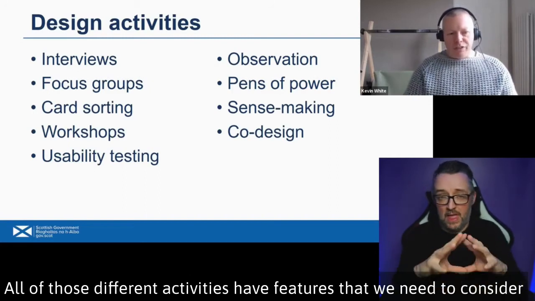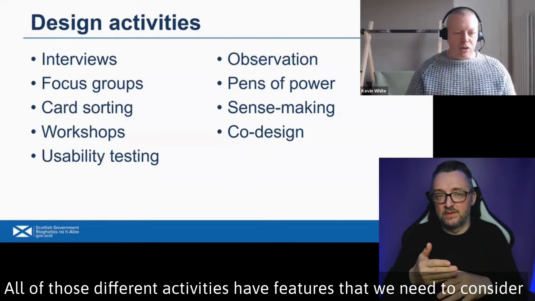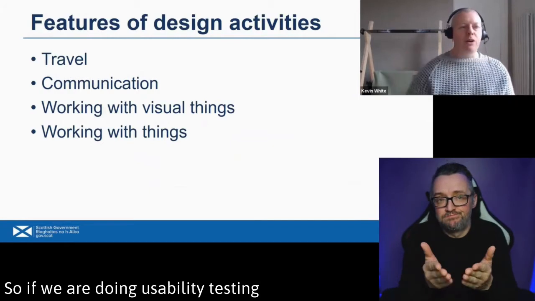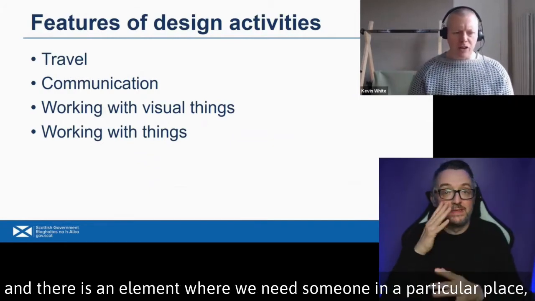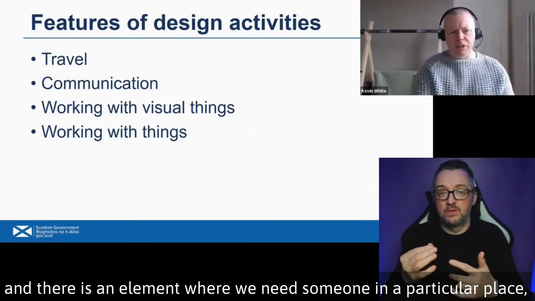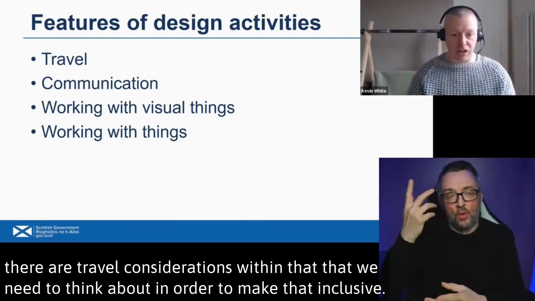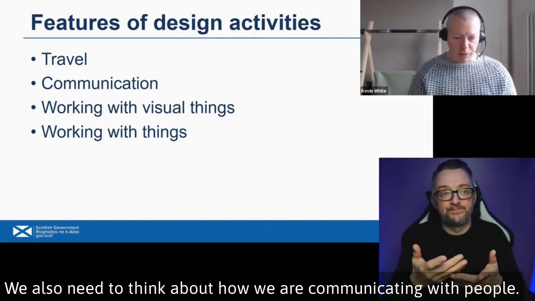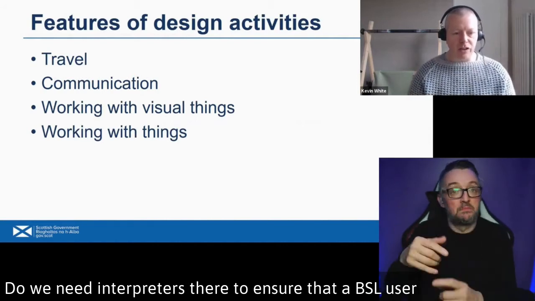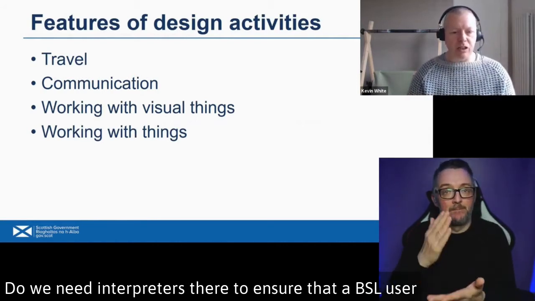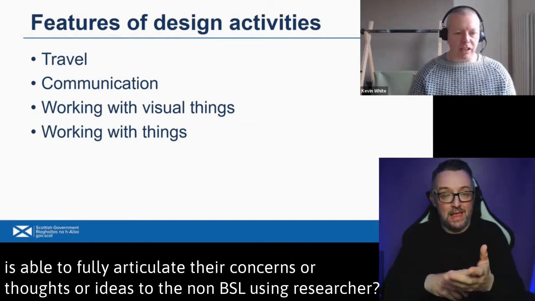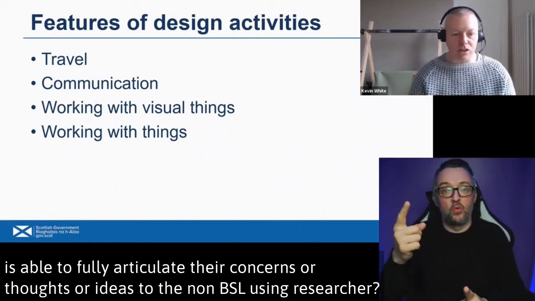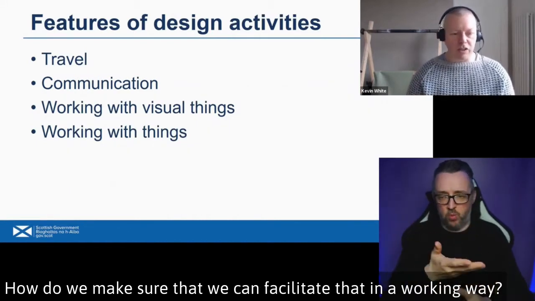All of those different activities have features that we need to consider. And then there are broader features around that. So if we are doing usability testing and there is an element where we need someone in a particular place, there are travel considerations within that we need to think about in order to make that inclusive. We also need to think about how we are communicating with people. Do we need interpreters there to ensure that a BSL user is able to fully articulate their concerns or thoughts or ideas to the non-BSL using researcher? How do we make sure that we can facilitate that in a working way?